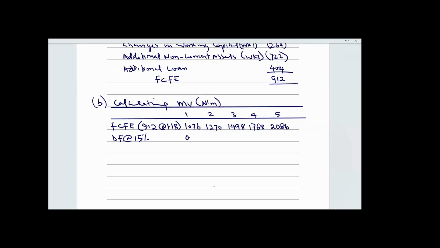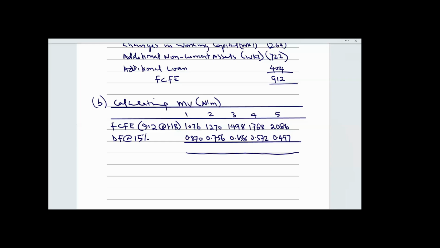0.870. Next, 0.756. Next, 0.658. Yes, 0.572. Next, 0.497. So give me the present value for each year.